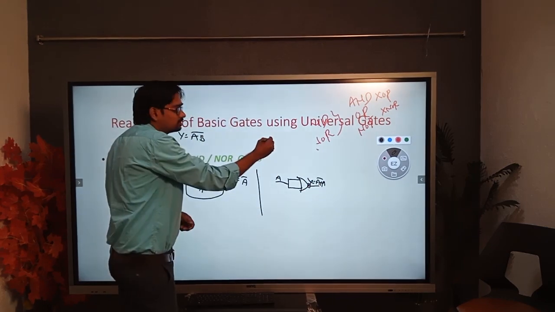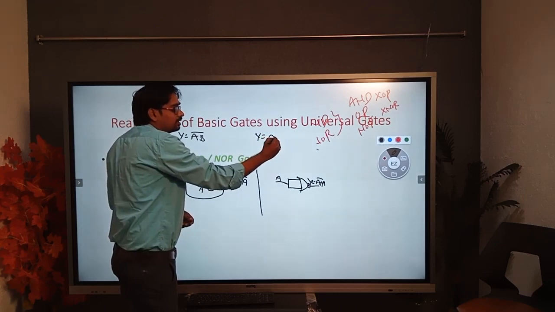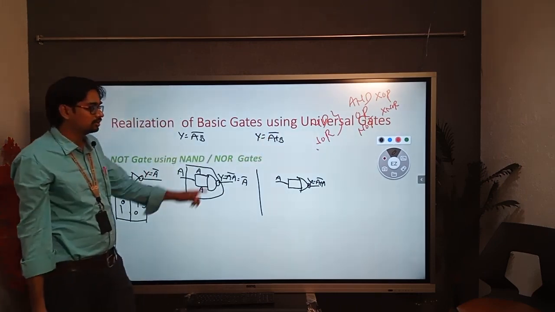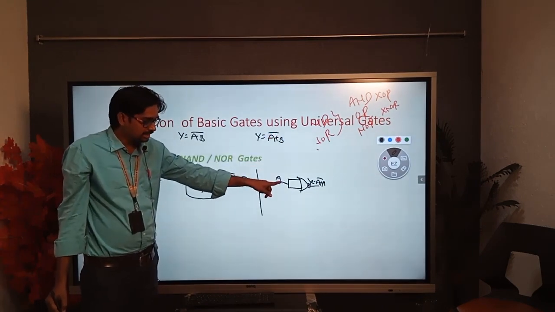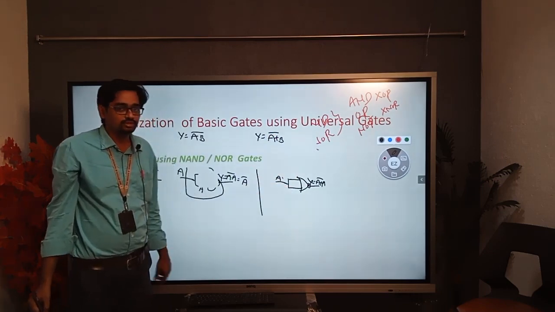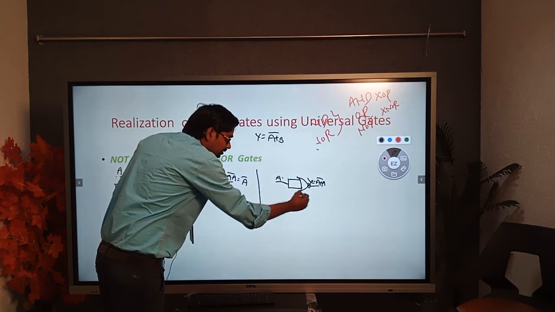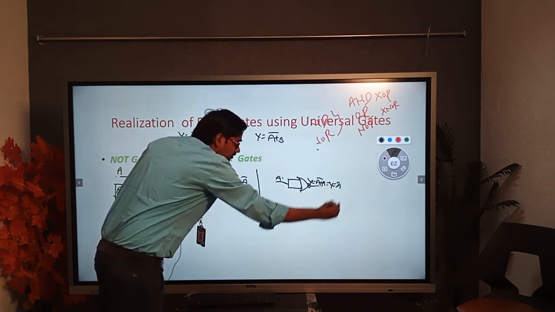So the generalized expression for NOR gate is Y is equal to A plus B whole bar. The two inputs are different, so the output of NOR gate is A plus B whole bar. But here the same input is given to both the inputs of NOR gate. So the output is Y is equal to A plus A whole bar. So that gives Y is equal to A bar.